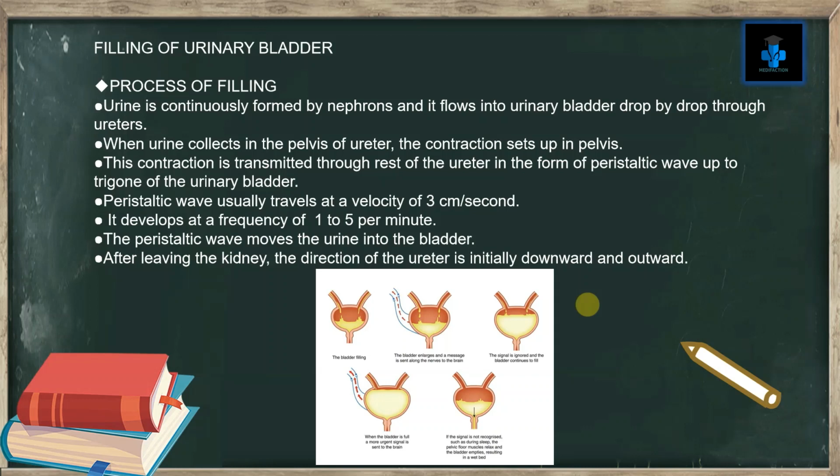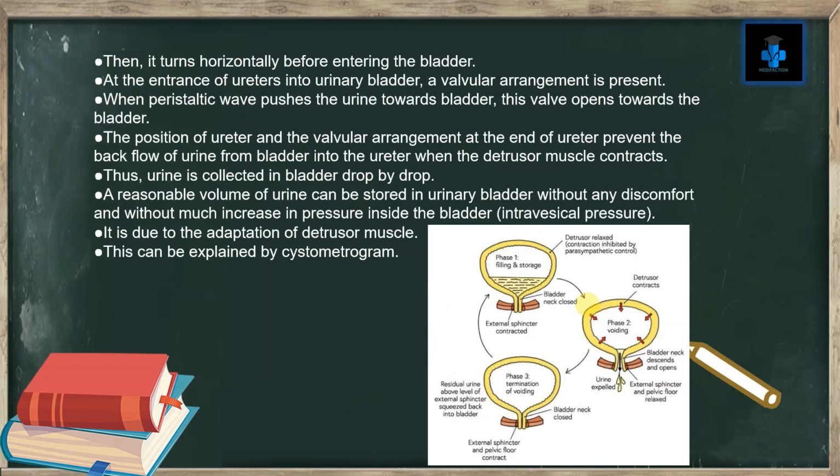Peristaltic wave usually travels at a velocity of 3 cm per second. It develops at a frequency of 1 to 5 per minute. The peristaltic wave moves the urine into the bladder. After leaving the kidney, the direction of the ureter is initially downwards and outward. Then it turns horizontally before entering the bladder.